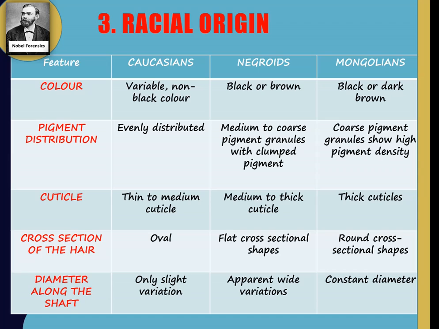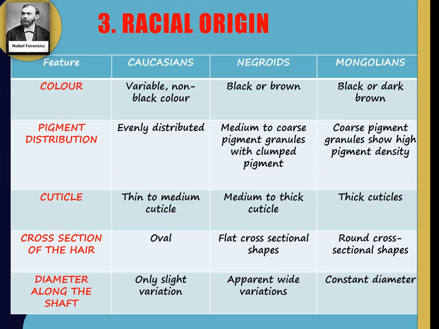Racial origin, identifying the race of the human. There are 3 races: Caucasian, Negroid and Mongoloid. Then features, color. Usually in Caucasians, the color is variable and non-black. And in Negroids, it is more black or brown in color.